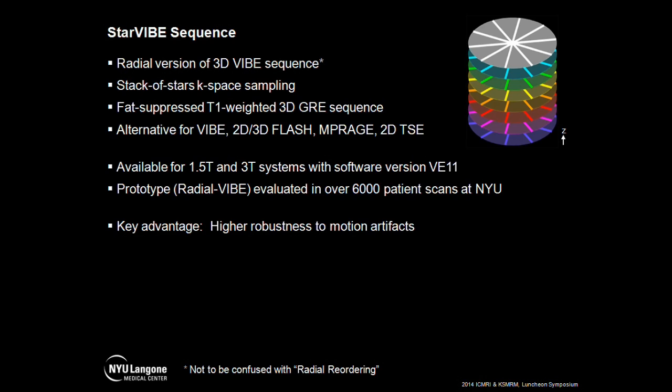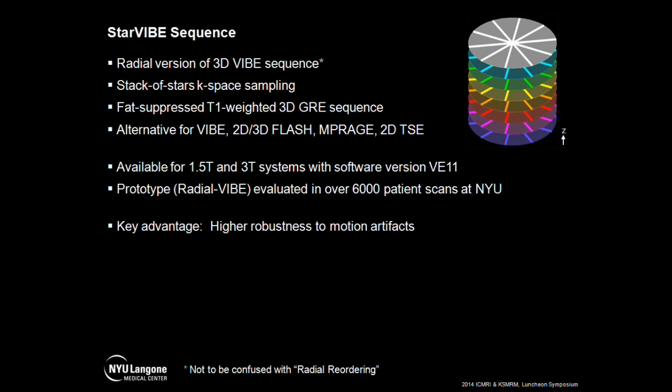So the StarVIBE sequence is a radial version of the 3D VIBE sequence, and the StarVIBE sequence uses the so-called stack of star sampling scheme, which you can see in this figure. So in the XY plane, the sequence uses radial sampling, and along the Z direction, it uses Cartesian sampling. And this sequence is a fat-suppressed T1-weighted 3D gradient echo sequence, and therefore it can be used as a replacement for sequences like VIBE, FLASH, MP-RAGE, or T1-weighted TSE sequences.